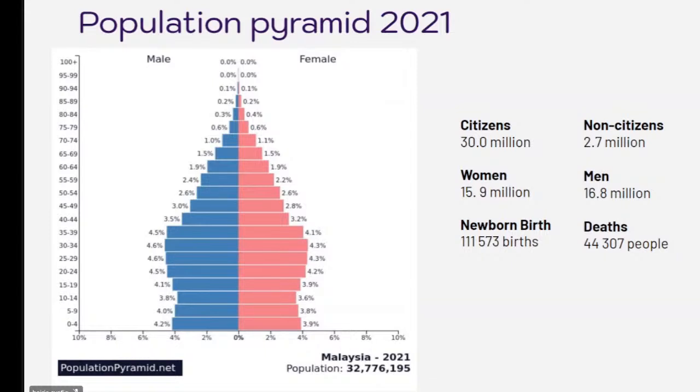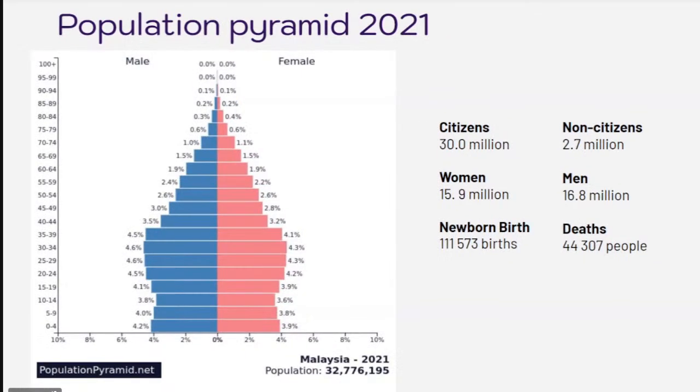The growth rate of citizens remains stable at 1.0%, with the population increasing from 29.7 million in 2020 to 30 million in 2021. In 2021, the male population outnumbered the female population with 16.8 million and 15.9 million respectively. The live births in 2021 is 111,473, while the deaths in 2021 is 44,307. Okay, next.